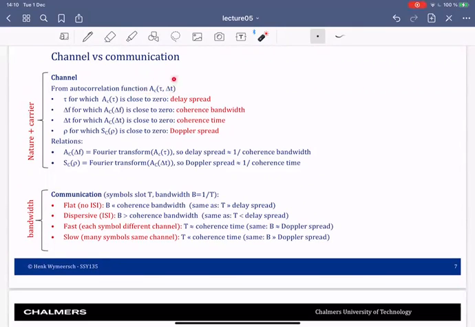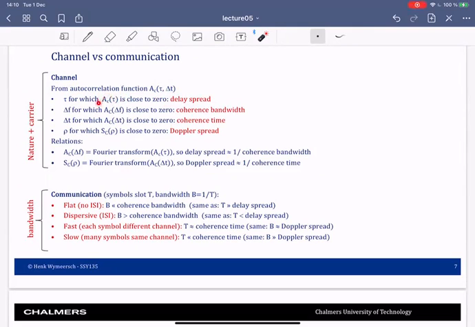We have this general autocorrelation function that depends only on 2 arguments because we made these assumptions of wide sense stationarity and uncorrelated scattering. From this autocorrelation function, we can set delta t to 0, and then we can plot this power delay profile, and the delays for which this goes close to 0 is known as the delay spread.